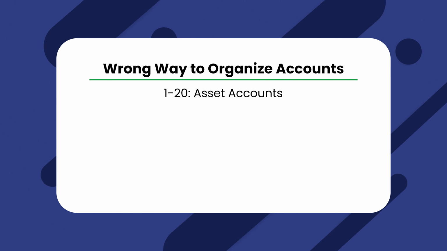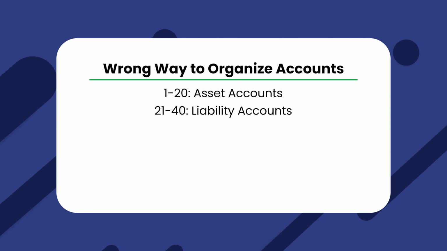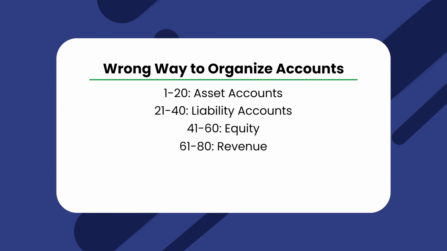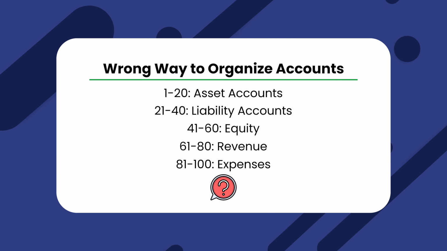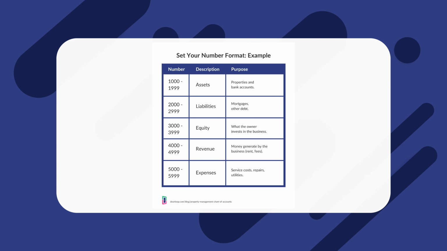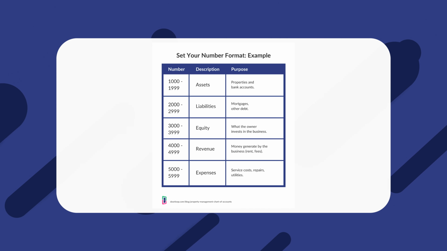If you select numbers 1 through 20 as your asset accounts and 21 through 40 as your liability accounts, 41 through 60 equity, 61 through 80 revenue, and 81 through 100 expenses, what happens when you get your first 21st asset? It would have to become account number 101, which would just be downright confusing. Instead, do it like this using blocks of 1,000. That way, you've made more than enough space for new accounts.